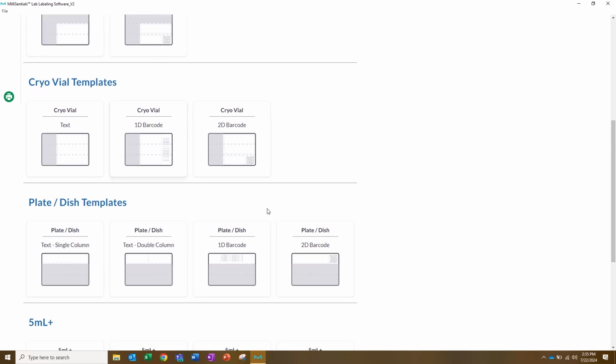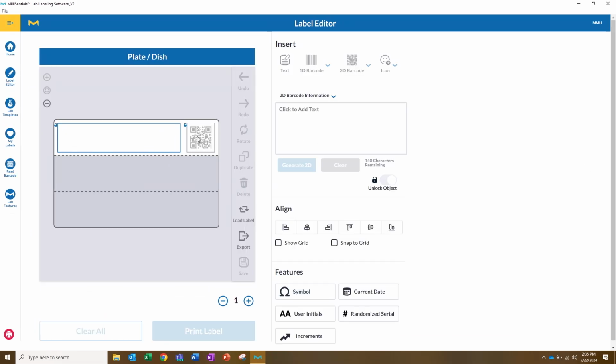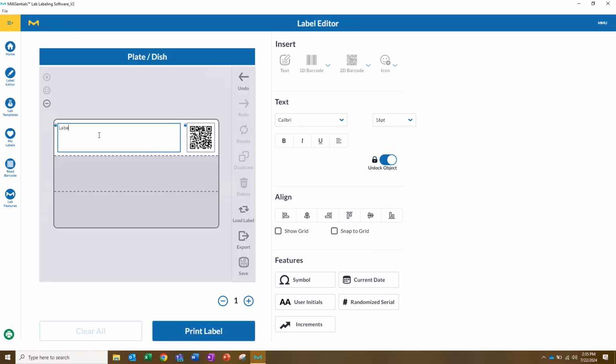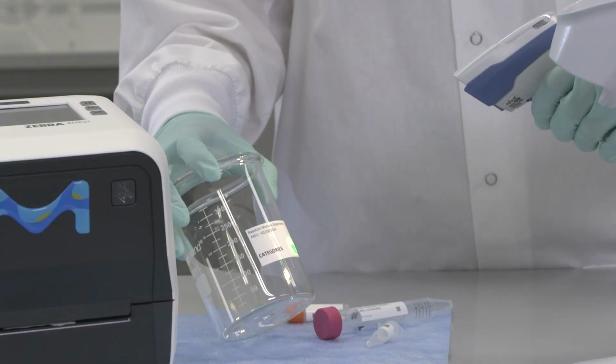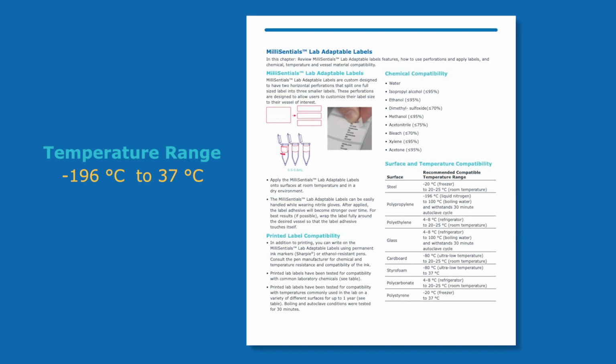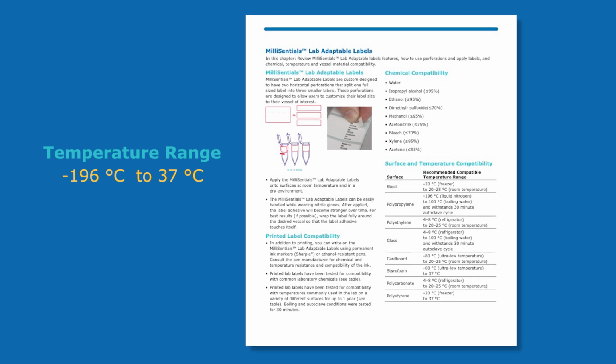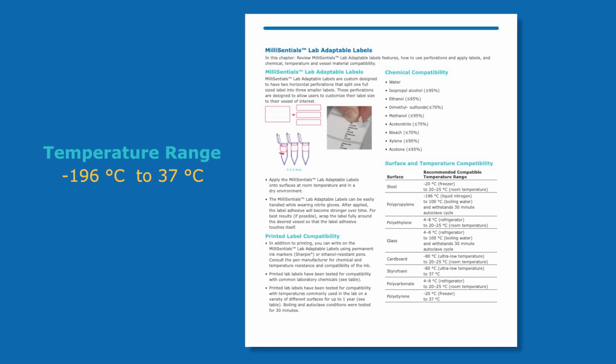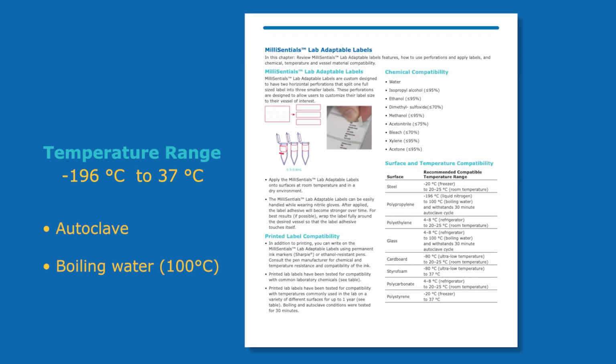Templates are designed to limit the printable area to avoid covering text when applied and include text boxes and barcodes that are perfectly aligned to avoid misprints. Further, they have been validated for use with the recommended barcode scanners. The labels have been tested for compatibility with common laboratory chemicals and at various temperatures from -196 degrees Celsius to 37 degrees Celsius for up to 1 year. They can also be autoclaved and exposed to boiling water.